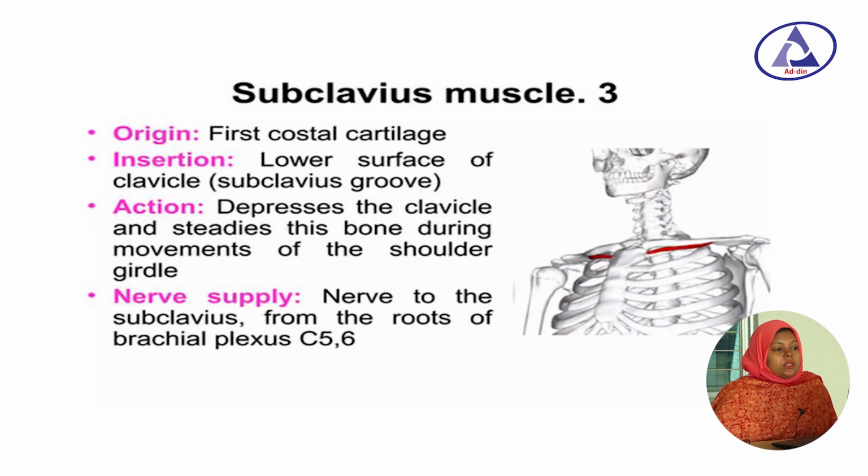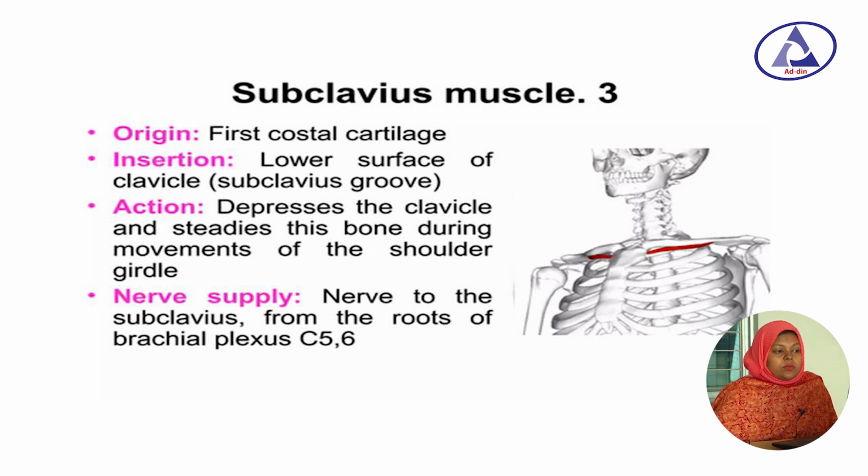Now we come to our third muscle, the subclavius muscle. It originates from the first costal cartilage, or costochondral junction, and is inserted into the lower surface of the clavicle, that is in the subclavian groove. In this picture we see the subclavian groove, and the red color shows the origin and insertion of the muscle.